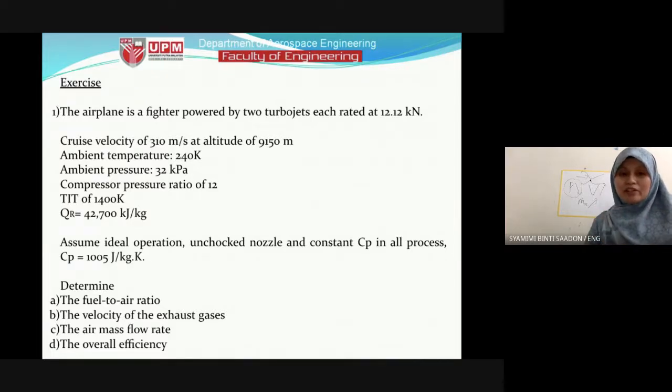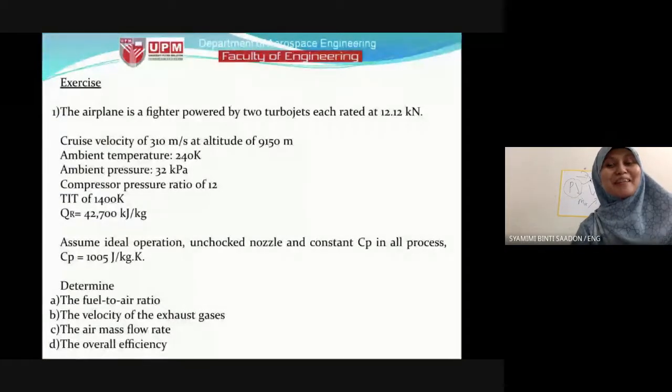So in the ideal case, we assume that the nozzle is unchoked. Unchoked meaning it is not limited.